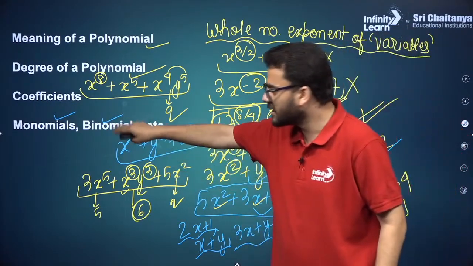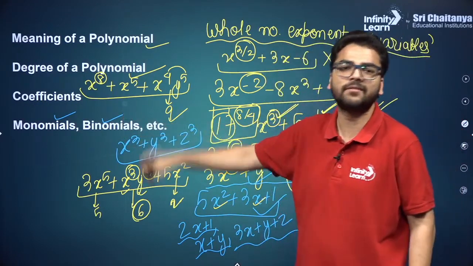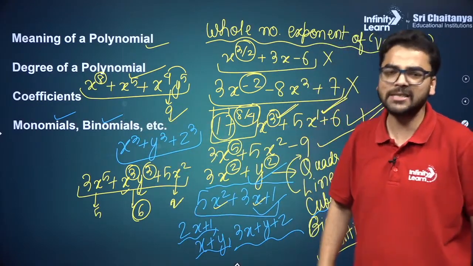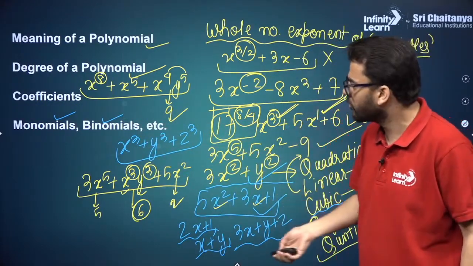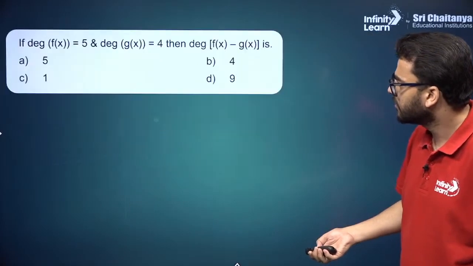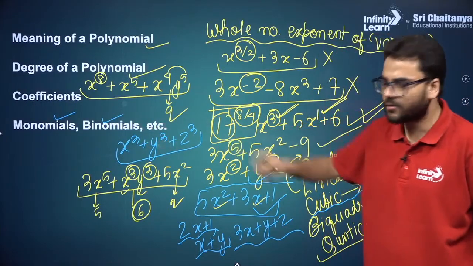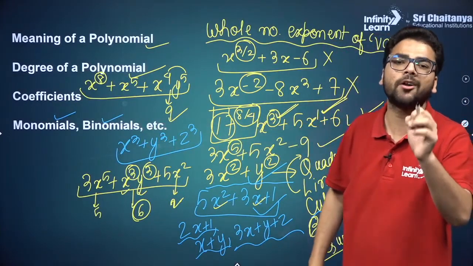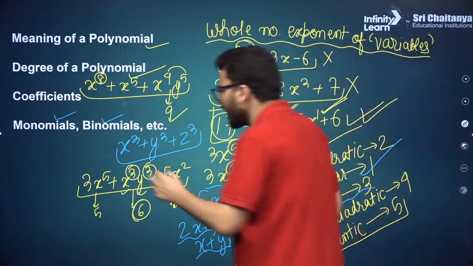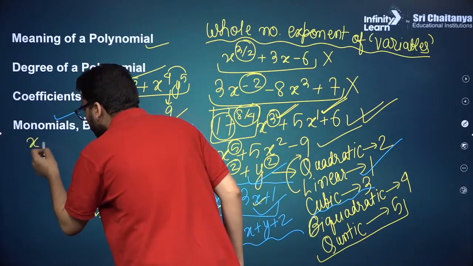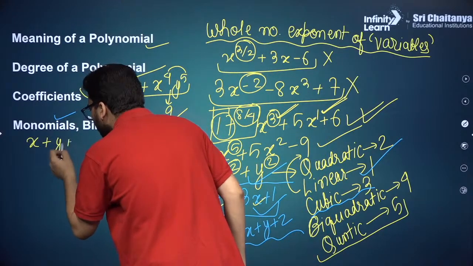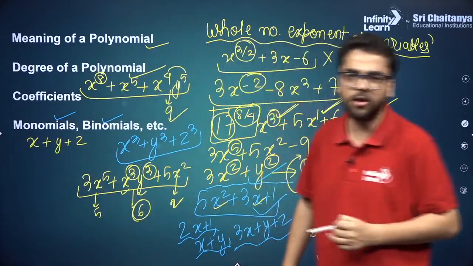Now you got to understand monomials, binomials and trinomials. Monomials, binomials and trinomials depend on the number of terms. For example, I ask a question, what type of polynomial is this? Is it a monomial, binomial or trinomial?